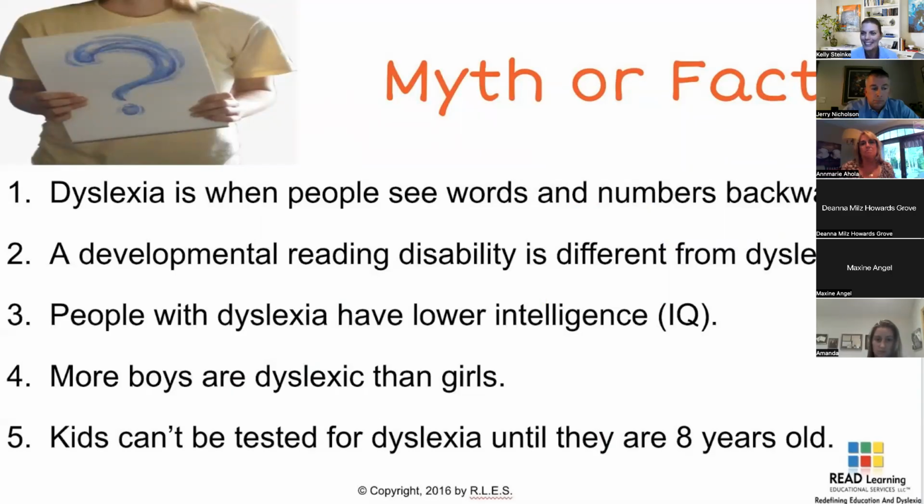So let's do a quiz. This will be fun. Let's test your dyslexia knowledge. We're going to do some myth busting here, but maybe there's some facts. I'm not going to tell. I'll read numbers 1 through 5 and we'll see what you think. Is it true or is it false? So number 1, dyslexia is when people see words and numbers backwards.